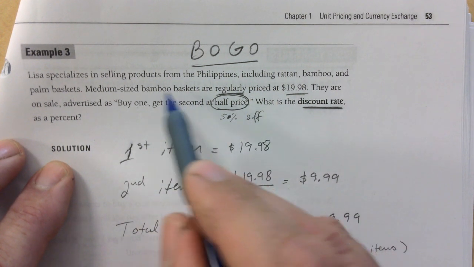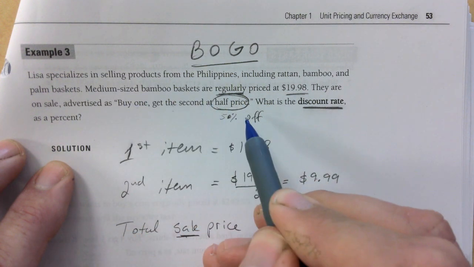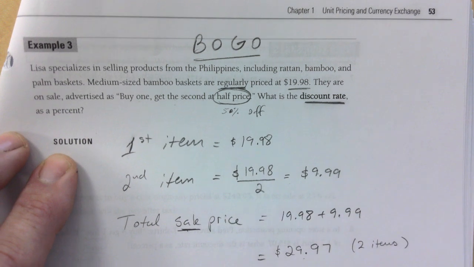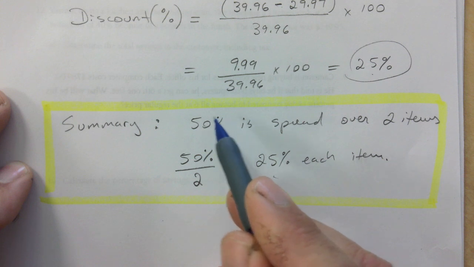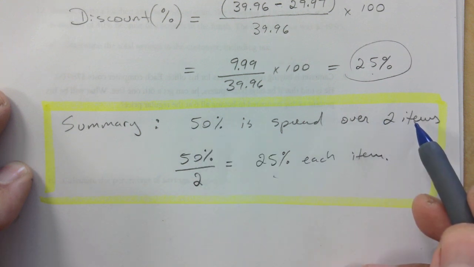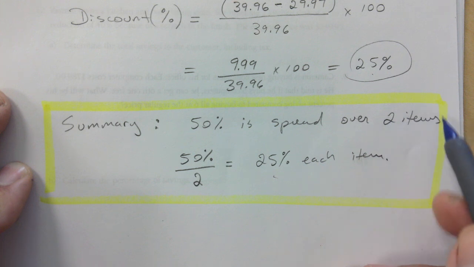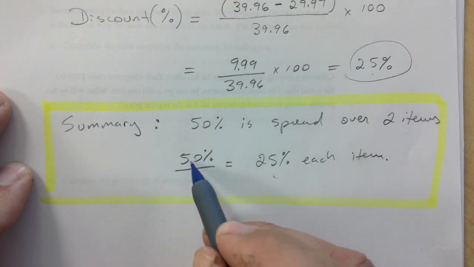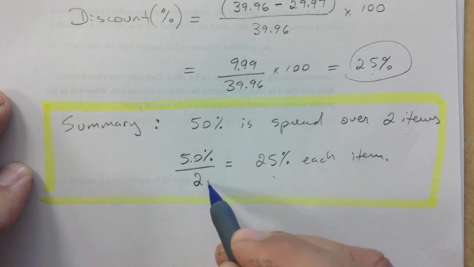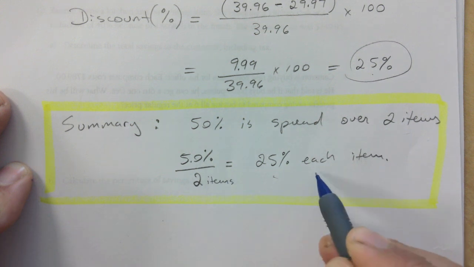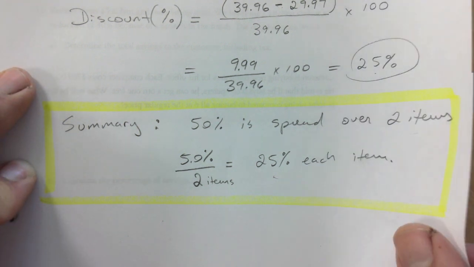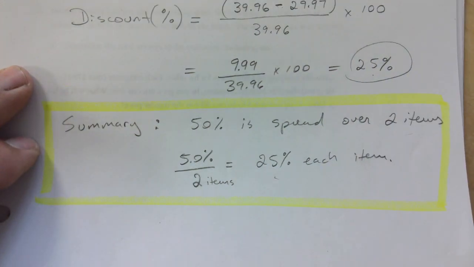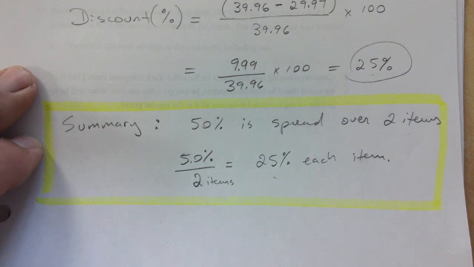And so the quickest way of determining how much you are getting off for each item overall is to do this: take how much they're giving you off. In this case, it's 50%, and you spread it over 2 items, because you're buying one, getting one half off. So it's 2 items that you're buying in total. So that's where the 50% divided by 2 items would give you 25% each. You're getting essentially 25% off each item when you see something like that. So if you see a BOGO offer where you get 50% off, it's really 25% per item that you're getting off.